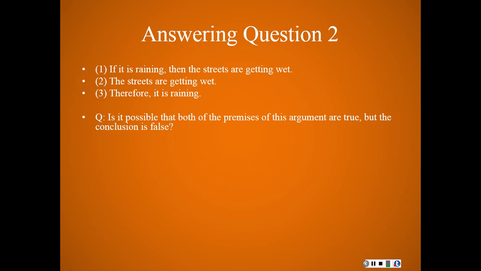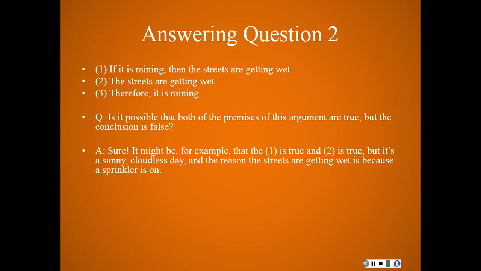Now, here's a question. Is it possible that both of the premises of this argument are true, but the conclusion is false? Is it possible that it's true that if it's raining, then the streets are getting wet, the streets are getting wet, but it's not raining? Well, sure it is. It might be, for example, that 1 is true and 2 is true, but it's a sunny, cloudless day, and the reason that the streets are getting wet is because a sprinkler is on.